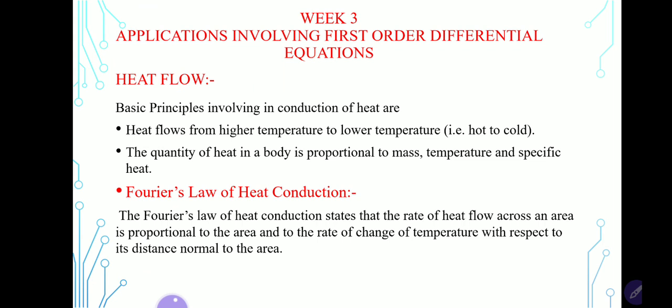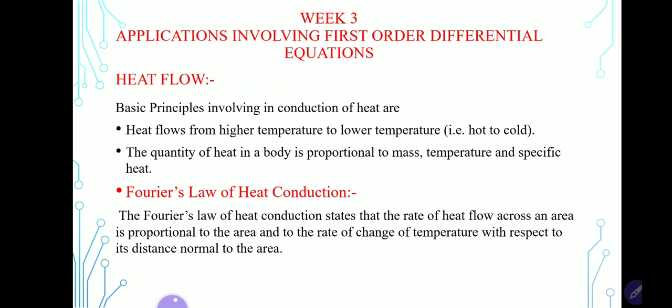So Fourier law of heat conduction states that the rate of heat flow across an area is proportional to the area and to the rate of change of temperature with respect to its distance normal to the area. That is, the rate of flow across an area is proportional to the area and to the rate of change of temperature with respect to its distance normal to the area.